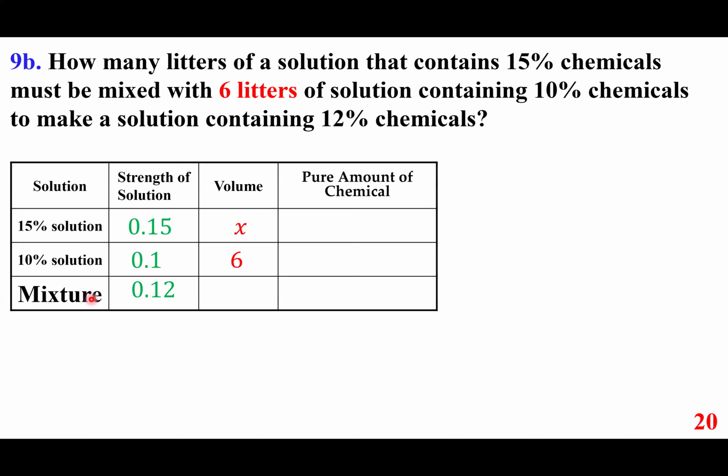So if that is the case, what would be the total amount for the mixture? Add them up, X plus 6. What is the pure amount for this one? The product of these two, 0.15 times X. What about this one? 0.1 times 6, which becomes 0.6. What about this one? 0.12 times X plus 6. And so basically, this is the equation. The two add up, 15% and 10% add up to give a mixture. So 0.15x plus 0.1 times 6 is 0.12 times X plus 6.